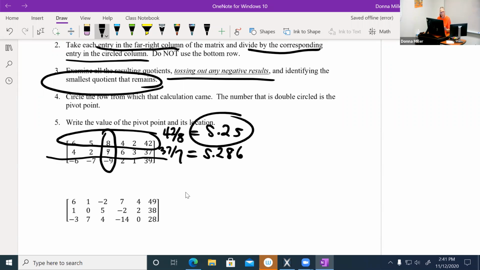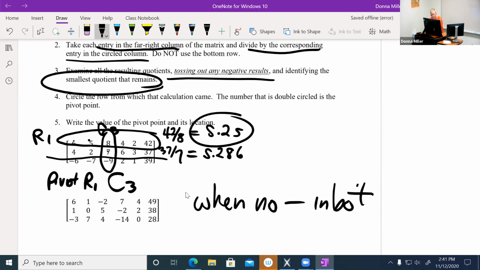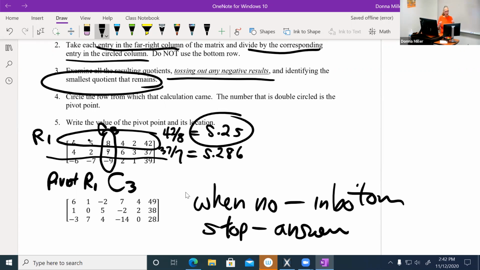In that program, this is row 1 and column 3. I'm going to tell it to pivot in row 1 and column 3. That's how I pick my pivot points. You keep pivoting until there are no negatives left in the bottom row. When there are no negatives, you stop, and you have your answer. Maybe we'll talk about how to read the answers next time.